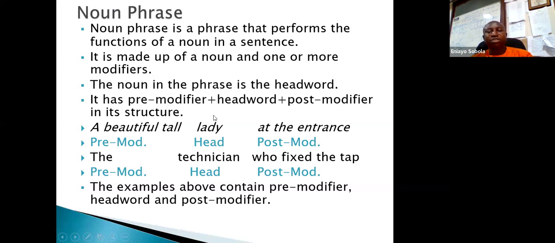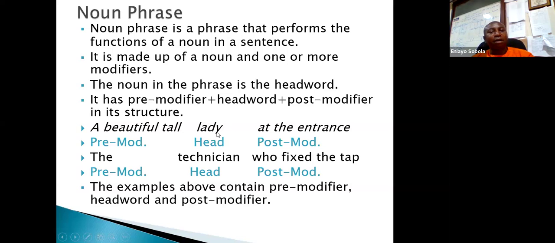For example, a beautiful tall lady at the entrance. It's a noun phrase. If you look at that phrase, you know that a particular word carries the prominence. That is the word that will function as the head. Here we are talking about lady. All the elements that come before the lady, they are pre-modifier.